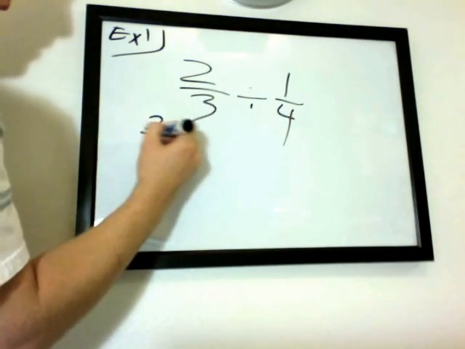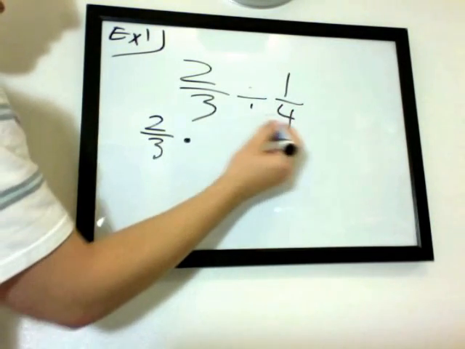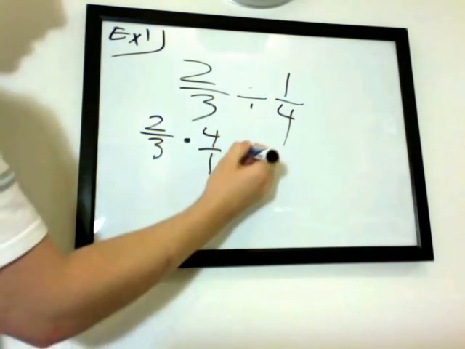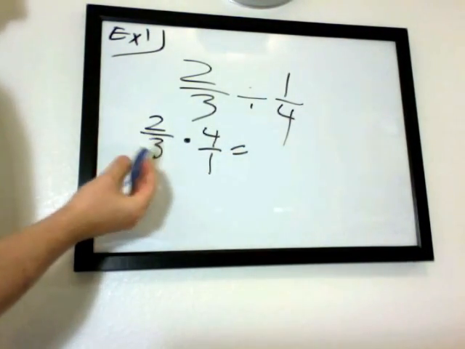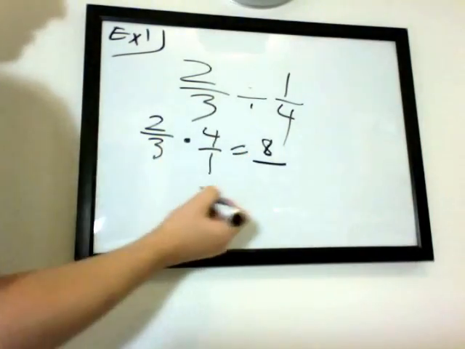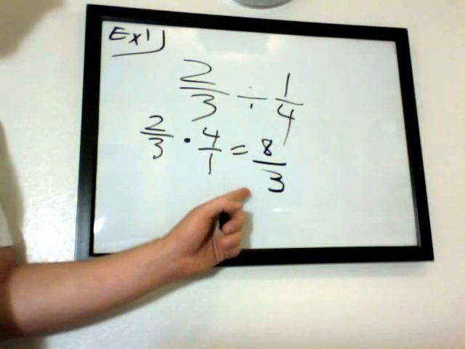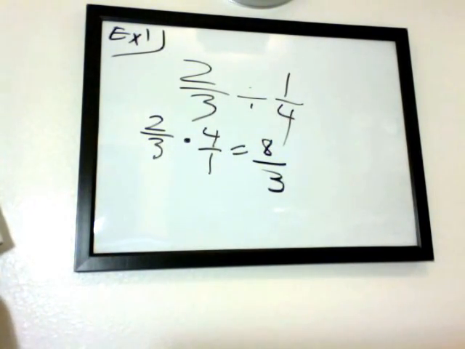Take the reciprocal of 1/4, and then multiply that reciprocal by this. So we have 2/3 multiplied by the reciprocal of 1/4, which is 4 over 1. Then you just do your regular multiplication. 2 times 4 is 8. 3 times 1, 3. This can't be reduced, but it is an improper fraction, and we can talk about that in another lesson.